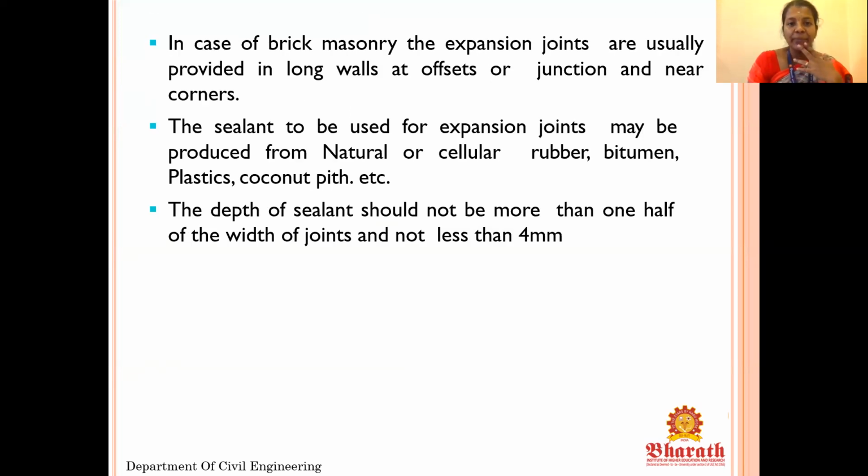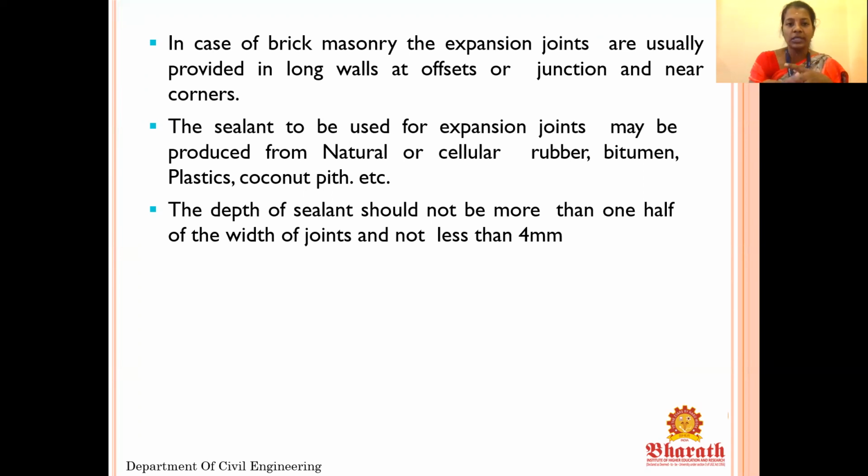In case of a brick masonry, the expansion joints are usually provided in long walls at offset or junction and or nearby corners. The sealant to be used for expansion joints may be produced from natural or cellular rubber, bitumen, plastic, coconut pith, etc. And the depth of sealant should not be more than 1/2 of the width of joint and not less than 4 mm. So in case of brick masonry, the expansion joints are usually provided in long walls only at offset or junction or nearby corners.